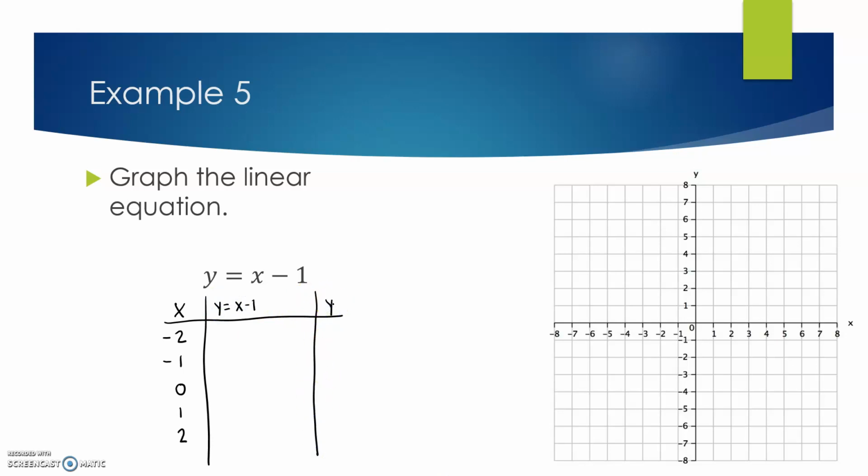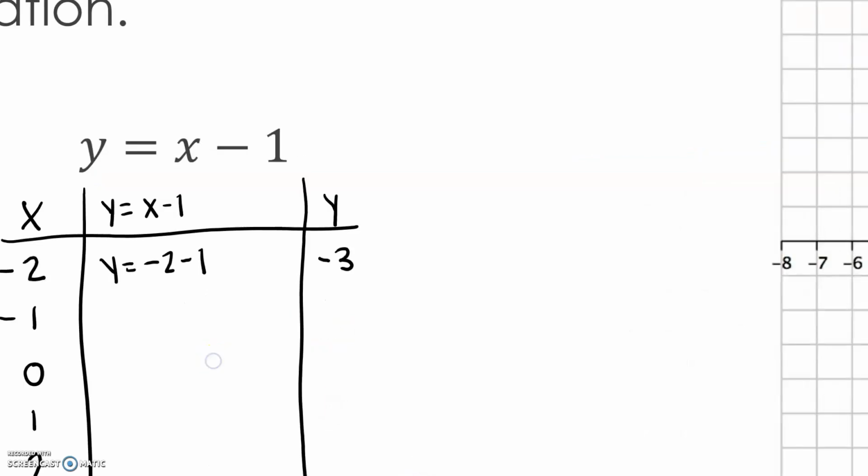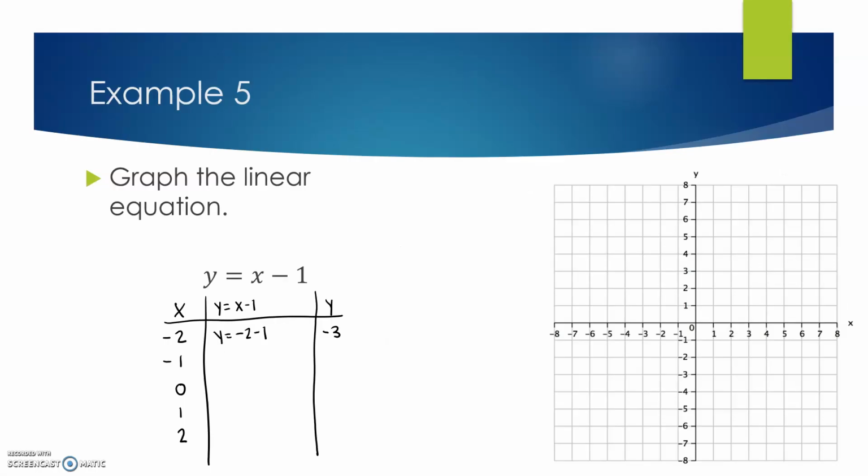So y equals -2 minus 1, which would give me -3. Y equals -1 minus 1, -2. Y equals 0 minus 1, -1. Y equals 1 minus 1, 0. Y equals 2 minus 1, 1.